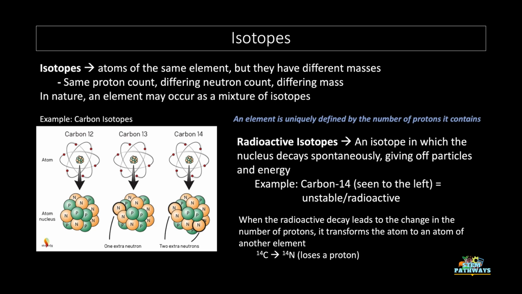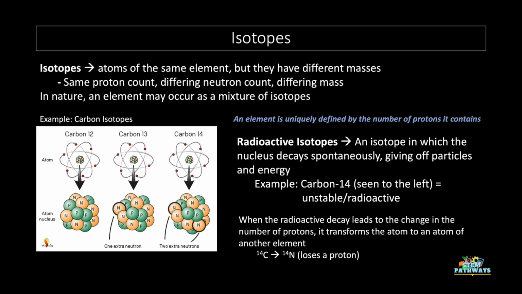Let's go ahead and take carbon for example, as we see here on the slide. Carbon has 3 naturally occurring isotopes: carbon-12, carbon-13, and carbon-14. Carbon-12, the most common isotope, has 6 neutrons and 6 protons and accounts for about 99% of the carbon regularly found in nature. Carbon-13 and carbon-14 make up the other 1%. Carbon-13 contains 7 neutrons, and lastly, carbon-14 contains 8 neutrons and 6 protons.